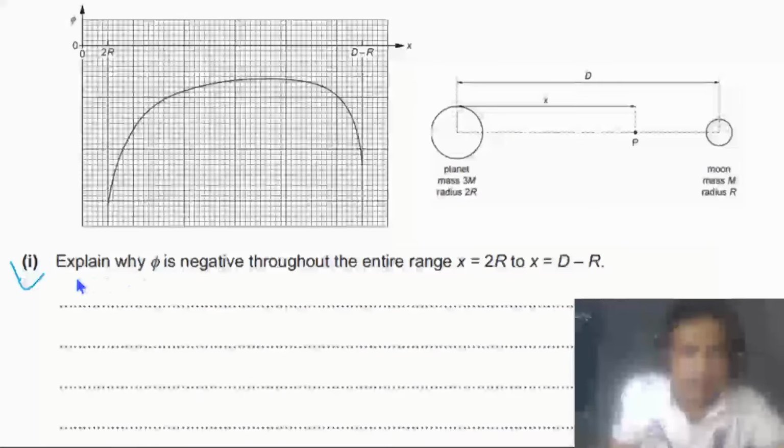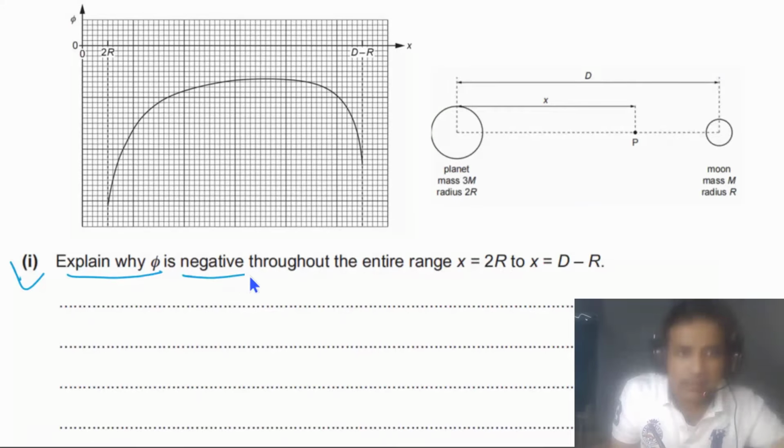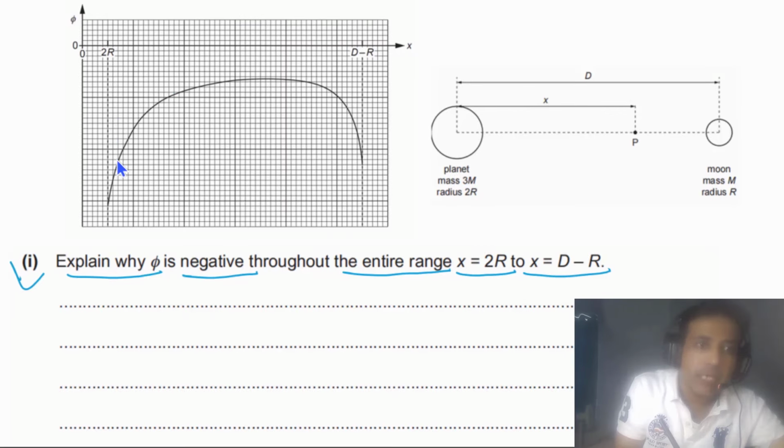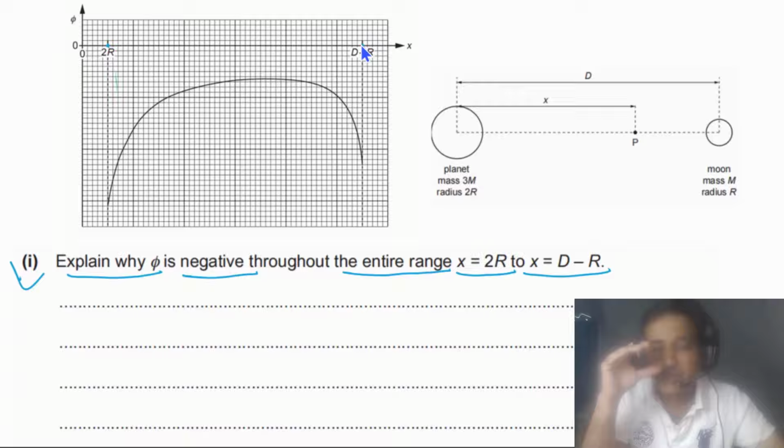Part B1 says: explain why phi is negative throughout the entire range from x equal to 2R to x equal to D minus capital R. Means from this point to this point, why is potential always negative. This is a very common question. They will ask you this question in many different ways, so you need to clear your concept on how to answer this type of problem.